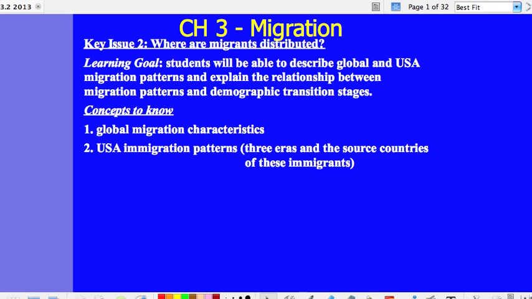Concepts to know would be the global migration characteristics and the USA immigration patterns. There are 3 total eras, so that you would know the 3 eras and the source country of these immigrants in each of these eras.